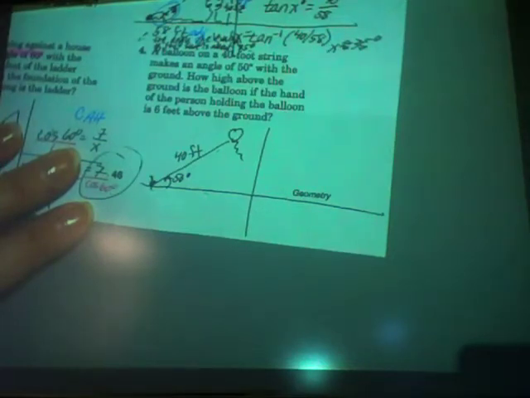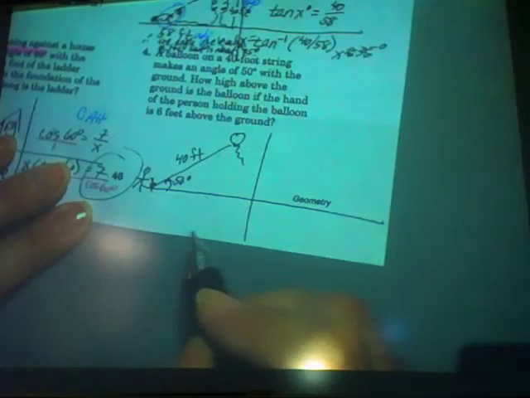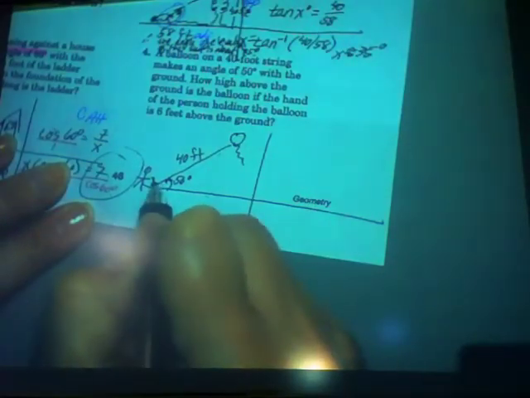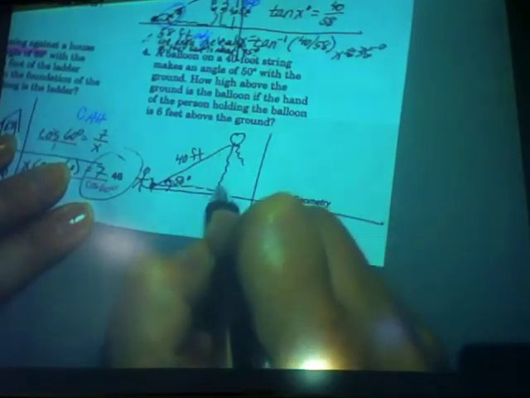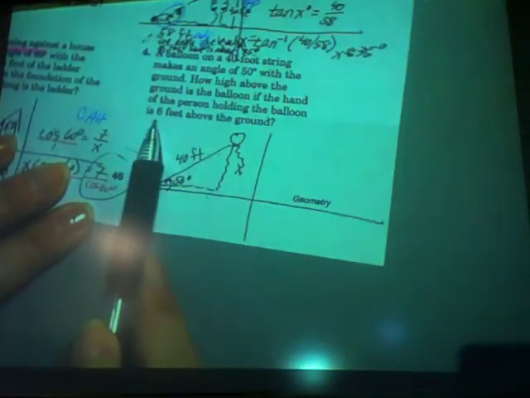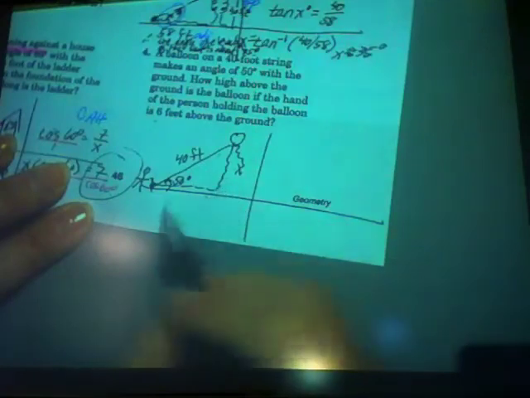How high above the ground is the balloon if the hand, oh, now we have a hand of a person holding it. Oh, I love that. Here's my person holding it. Thank you. So we have to adjust a few things, don't we? So the question is how high. There's our x. But it says if the person is holding it 6 feet above the ground. Don't we have to make an adjustment?